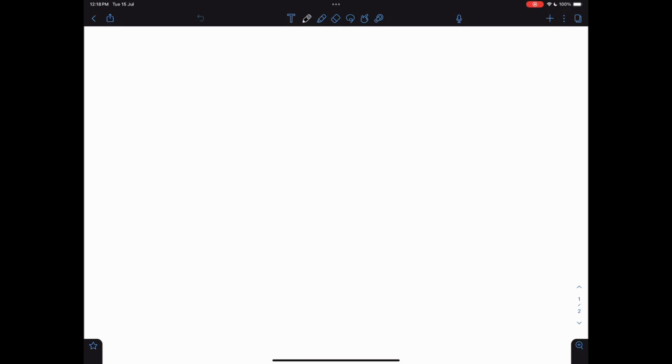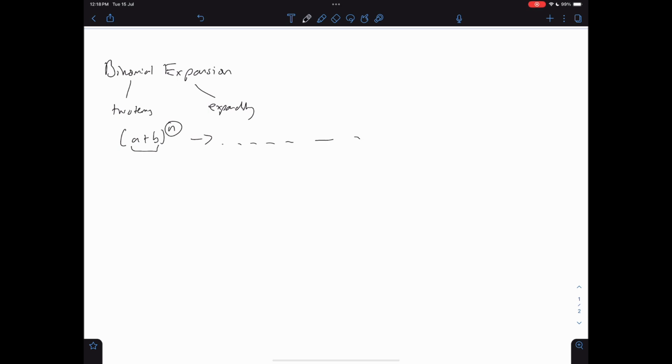Okay, so binomial expansion. Binomial means two terms and expansion means we're trying to expand the bracket. So it's going to look something like this: (a + b) to the power of n. You've got a and b, they are two terms, binomial, and n is your power. And we want to expand it.